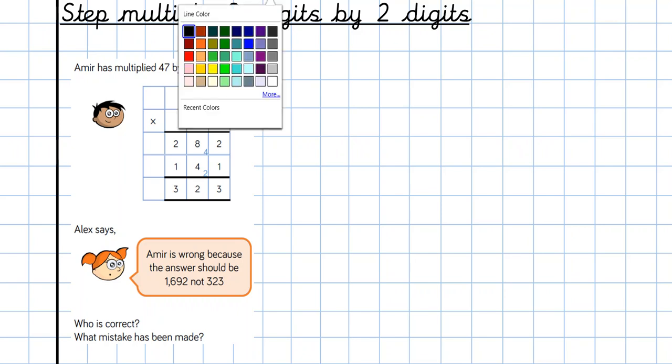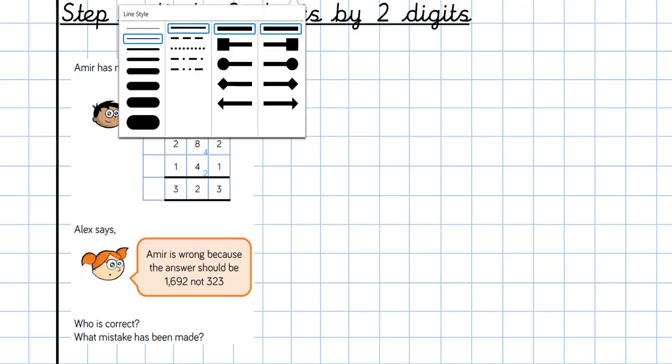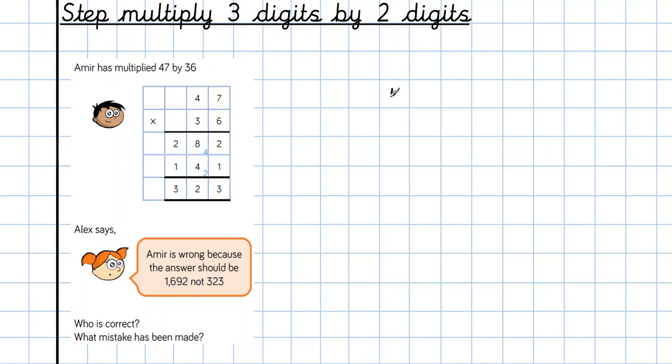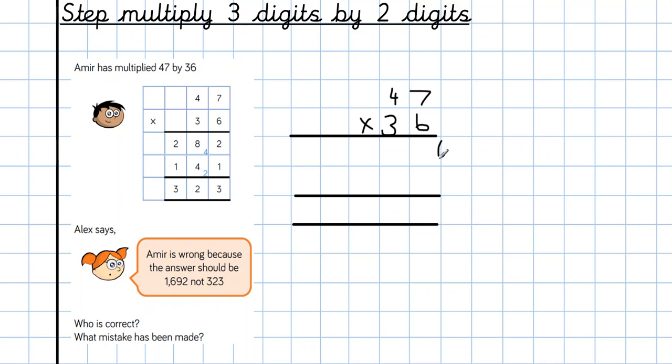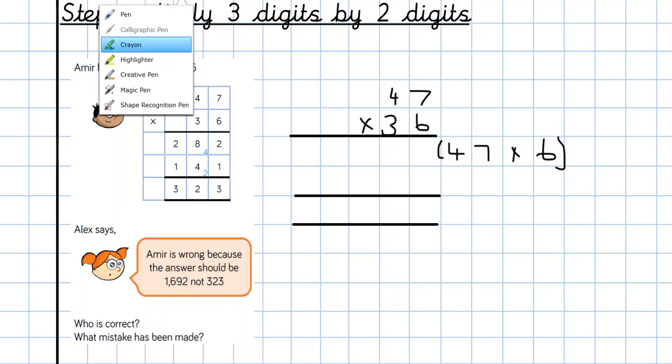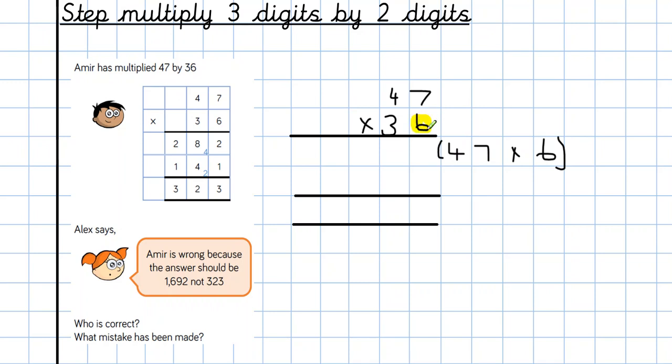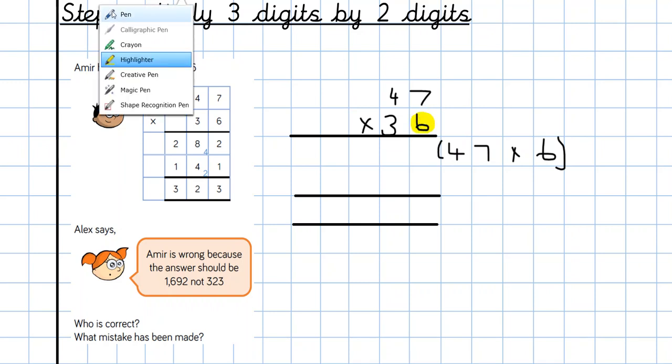Okay, so I think we better write this calculation down so we can see it. So 47 multiplied by 36. Let's put some equal signs in to help us. And I'm just going to remind myself what it is that we're doing here. So here we're doing 47 times 6. Remember, we always start in this place. This is where we always start when we're multiplying.